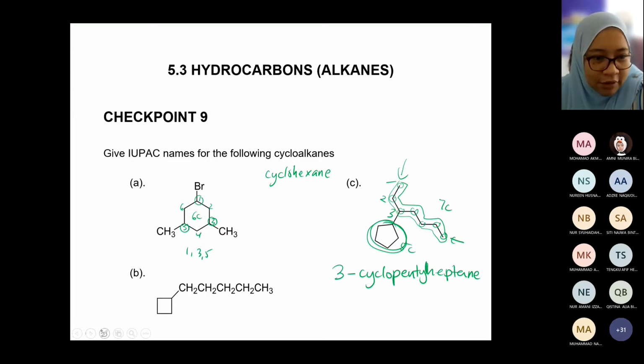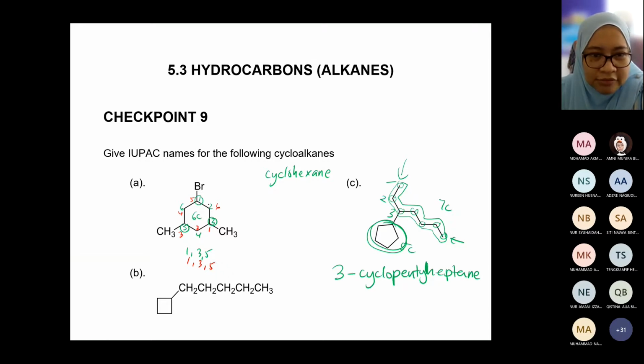This one. Pakai colour merah pula. From this one. 1, 2, 3, 4, 5, 6. Still you akan dapat 1, 3 dengan 5. Sama juga kalau you start from here. This will be your carbon number 1. Okay, try yang lain. Katakanlah kita nak start here sebagai carbon number 1.